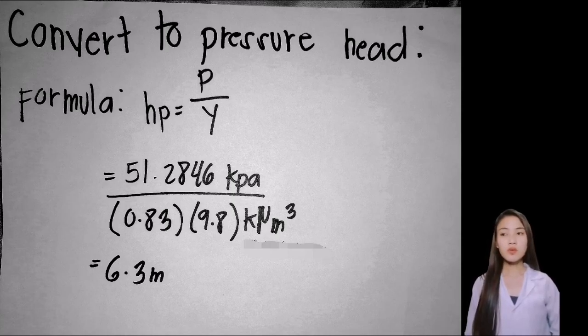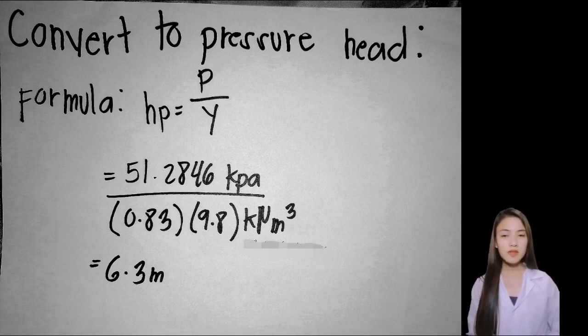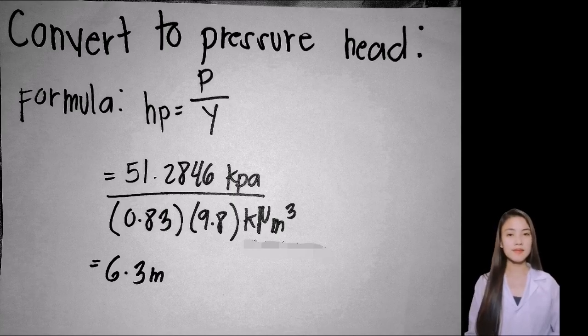So HP is equal to, yung P natin is yung answer natin kanina na 51.2846 kilopascals over yung specific weight natin na γ is 0.83 na yung oil natin, and then yung water natin na 9.8. So, idivide lang natin ito para makuha na natin yung sagot natin, yung final part, yung pressure head natin. So, 51.2846 kilopascals over 0.83 times 9.8. So, let's divide. Ang nakuha natin is 6.3 meter. 3 meter yung pressure head natin. Yun lamang po.